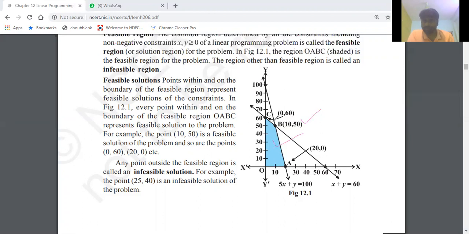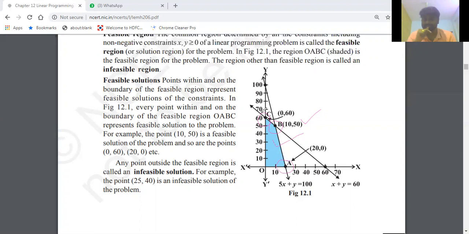Okay. And whatever corner points. Acha, how can you solve in CBSE manner? Simple. We should write like this. From the graph, what are the corner points for this shaded region? A (20, 0), B (10, 50), C (0, 60). Write all those points and substitute these values in the objective function.